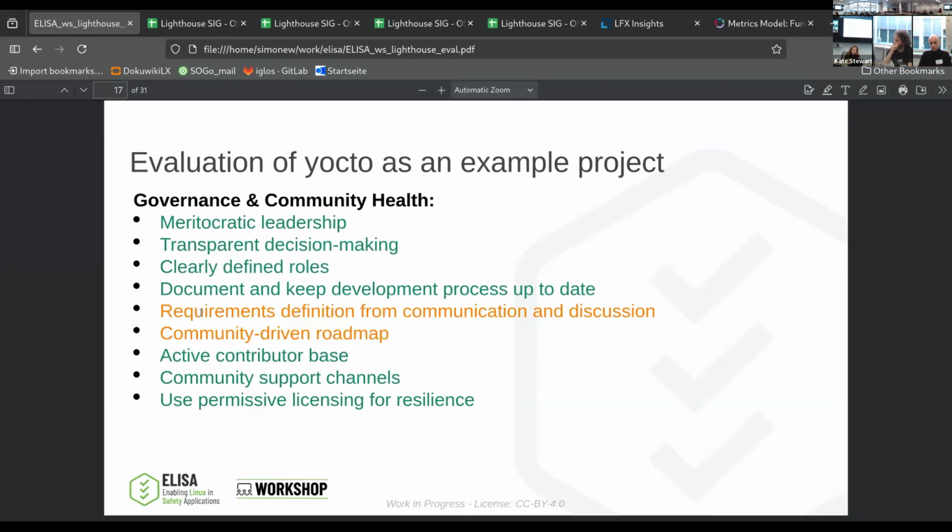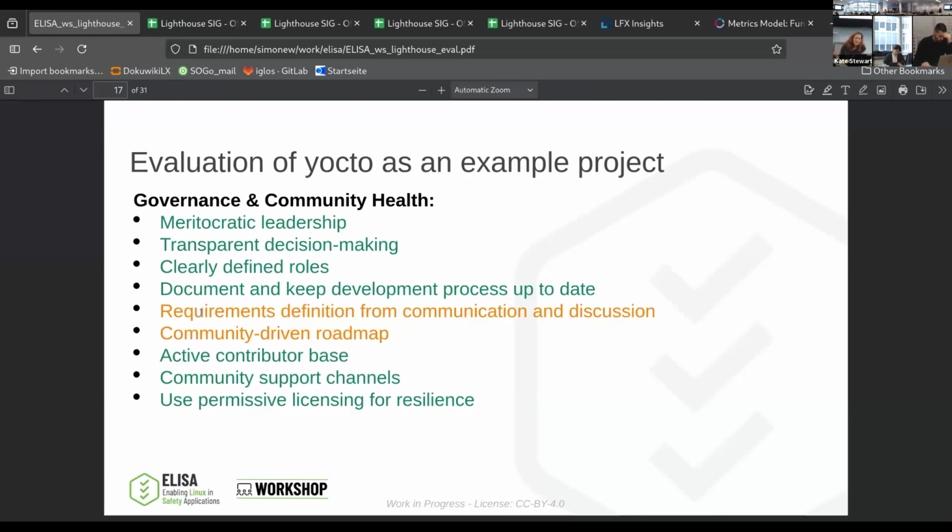Then transparent decision making. You can relatively well read it up, but if you are not really into it, it's also somehow hard to read it up. And this is definitely more structured in Xen, where you can look through the lazy consensus flows easily, and also see points like the clearly defined roles, which are relatively easy available on the website, and also the development process.